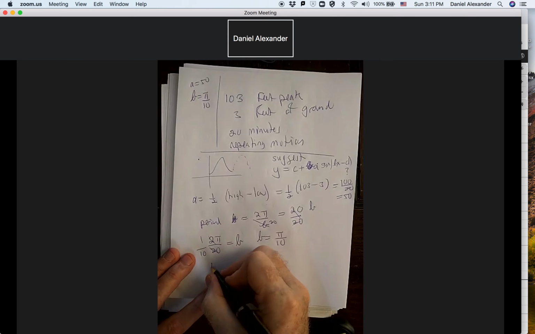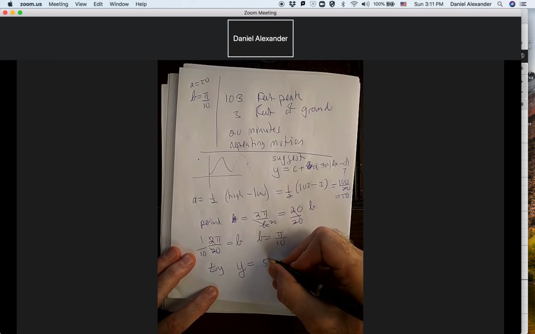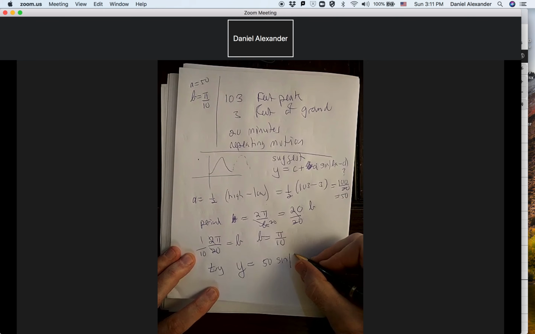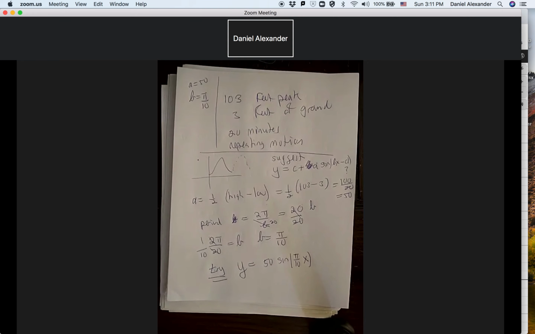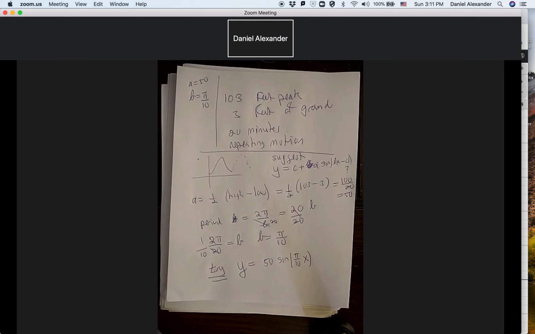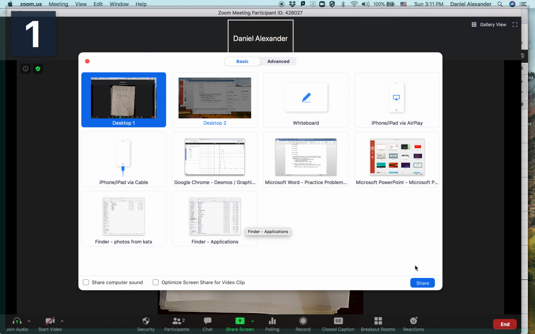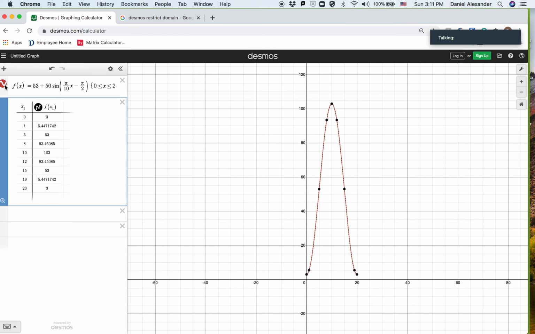So my first try is going to be y equals 50 for the amplitude, sine of pi over 10 x. That's my first try. Now the idea is we're going to try it and modify it. So I'm going to go to Desmos and see what happens when I plug that in. So let's go to screen share. Okay, let's pick Desmos. I'm going to get rid of this.